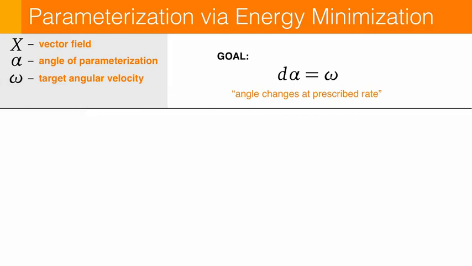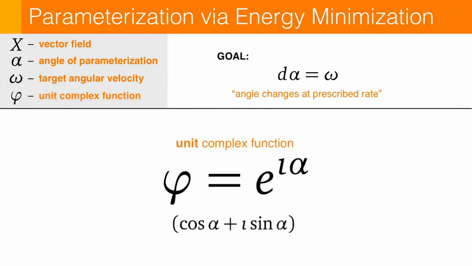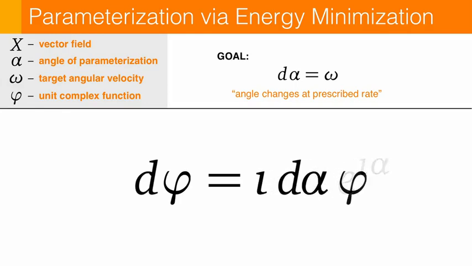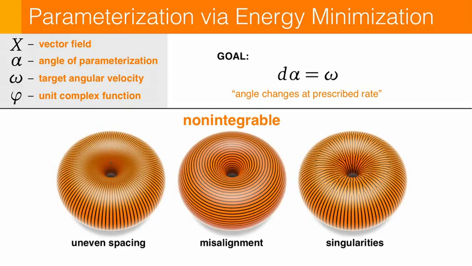Okay, so what does that mean in terms of our complex function? Well, let's first consider a unit complex function phi equals e to the i alpha. Now, if we differentiate both sides and apply a couple simple transformations, what we see is that the derivative of phi can be expressed in terms of the derivative of alpha. And so if alpha were to change at exactly the prescribed rate, we would see that d phi equals i omega phi.